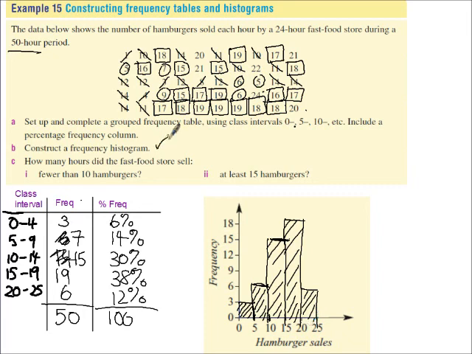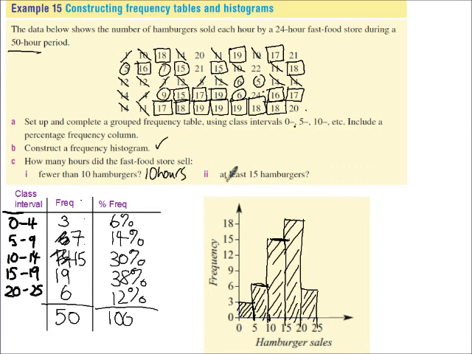Let's answer a few questions. How many hours did the fast food store sell fewer than 10 hamburgers? Okay, so here's my number of hamburgers. I want to know how many hours fell into these categories here that are less than 10. So I've got 3 hours there and 6 hours there. Well, actually 3 hours there and 7 hours there if I go by the table. So the answer is 10 hours.